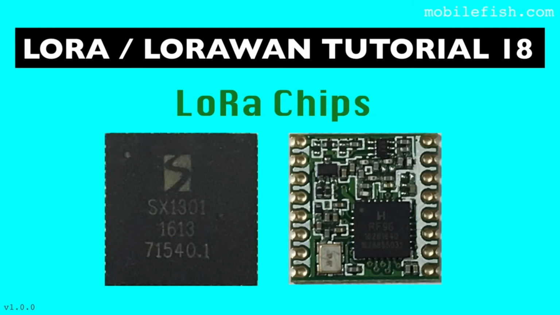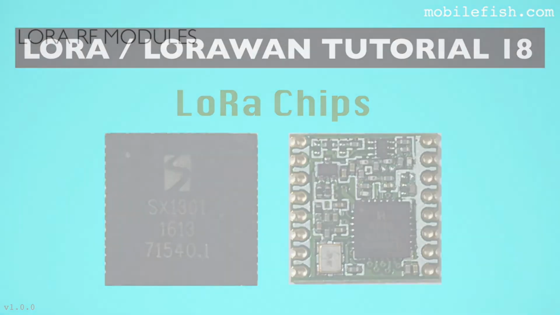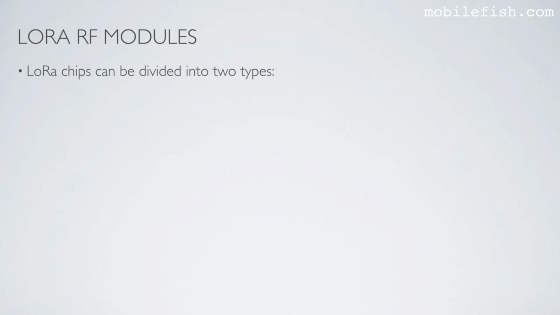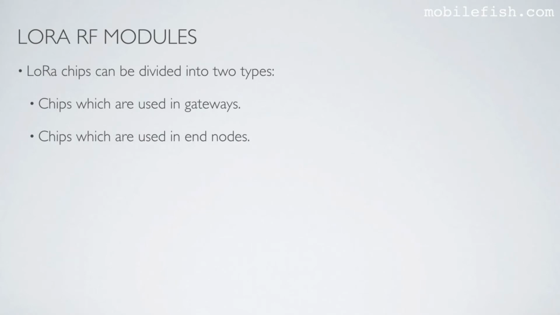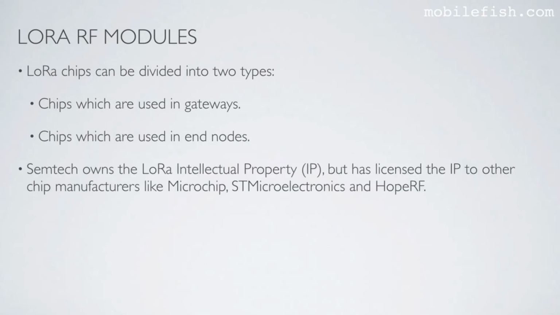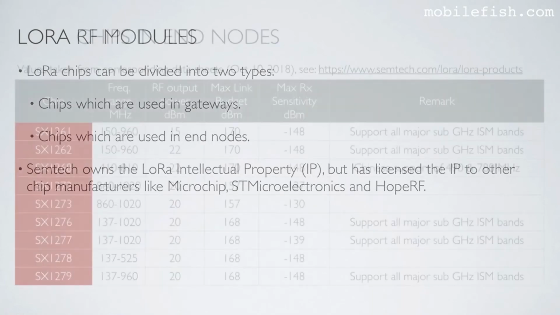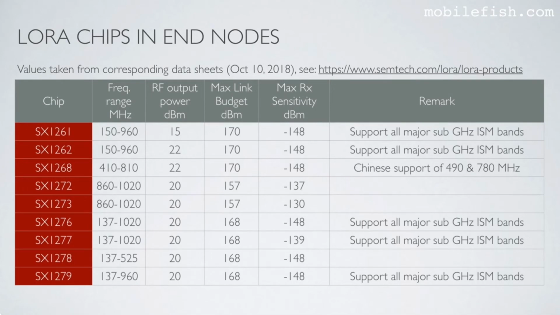In this tutorial, I will discuss the different LoRa chips. LoRa chips can be divided into two types: chips which are used in gateways and chips which are used in end nodes. Semtech owns the LoRa intellectual property but has licensed it to other chip manufacturers like Microchip, STMicroelectronics, and HopeRF. These are the LoRa chips which are used in the end nodes. These values were taken from datasheets, which you can find in this link. The SX1268 is intended for the Chinese market, and the SX1276 is used in many LoRa modules in Europe and United States.